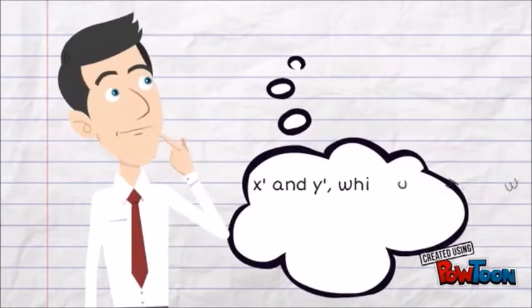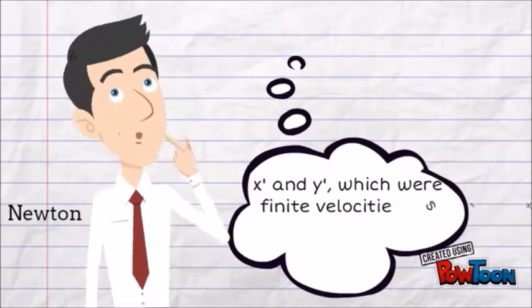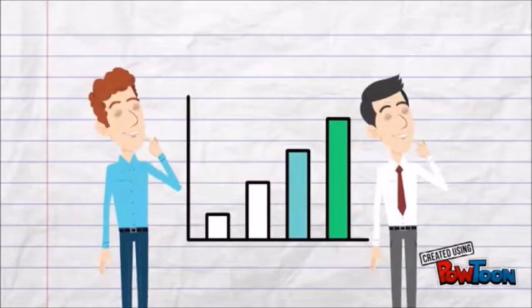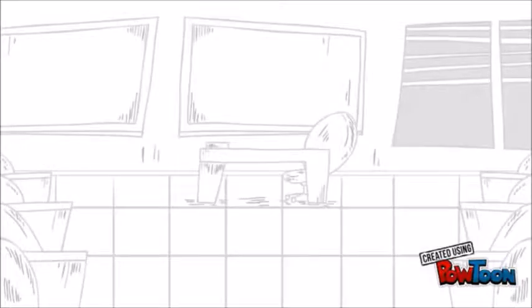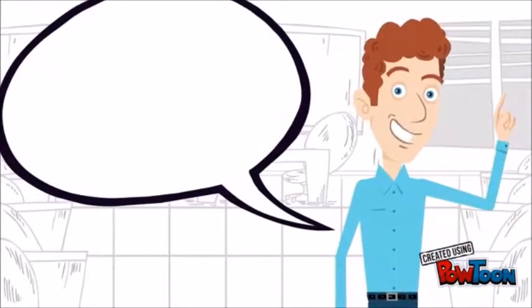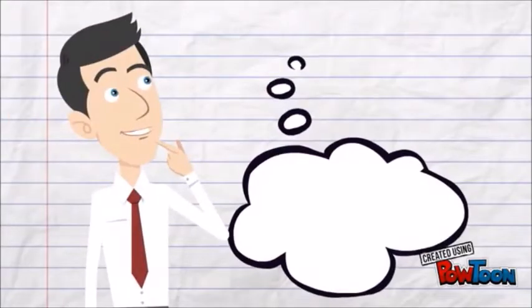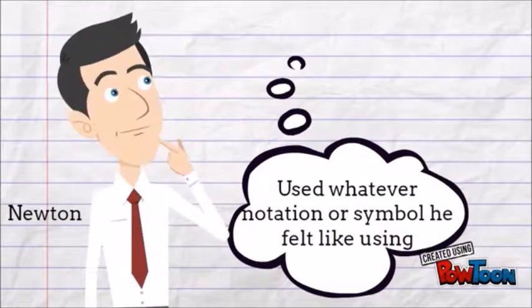Newton, however, used quantities x prime and y prime, which were finite velocities, to compute the tangent. Both of them never thought in terms of functions, but rather in terms of graphs. Leibniz put a lot of thought into good notation and symbols. On the other hand, Newton changed notation and symbols based on what he felt like using that day.